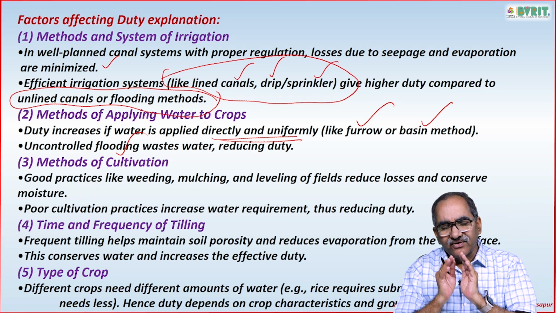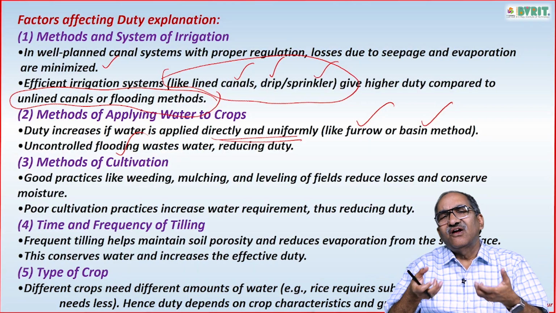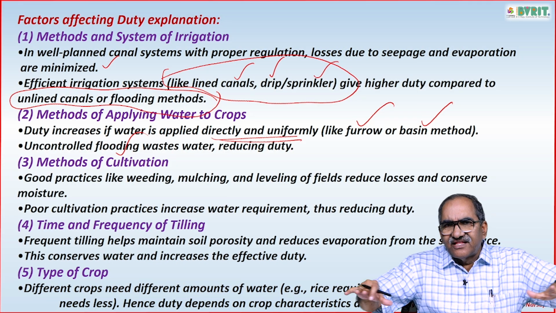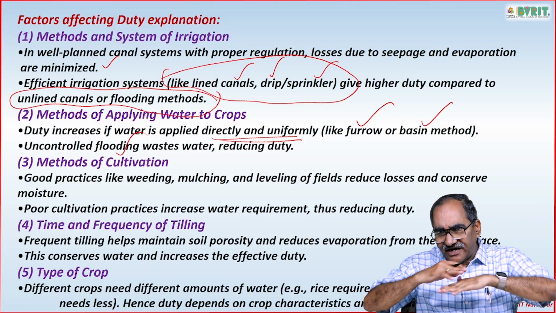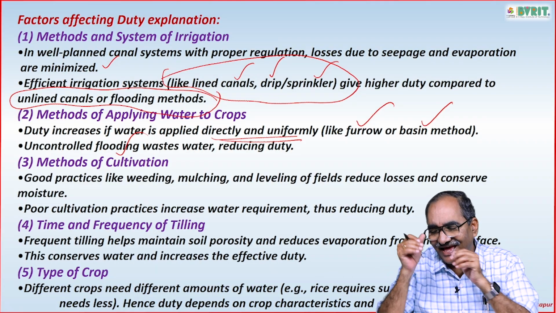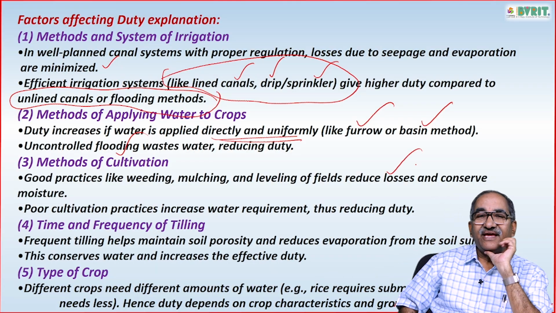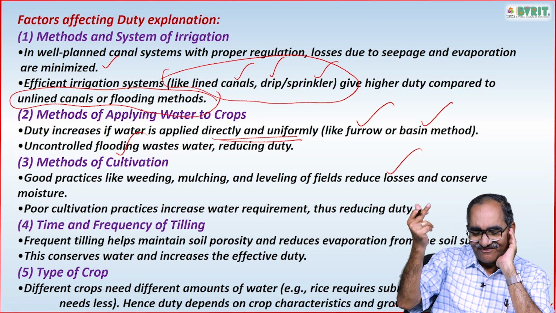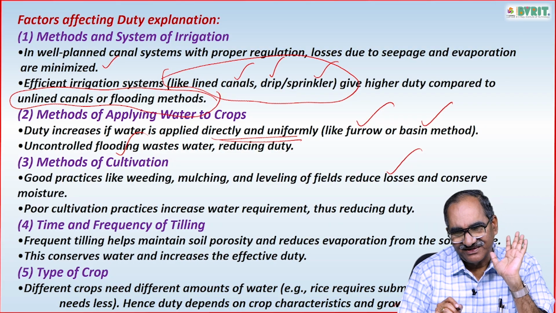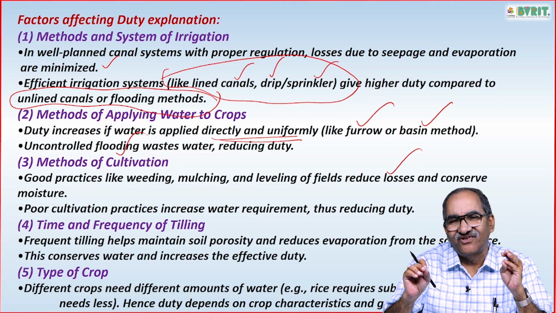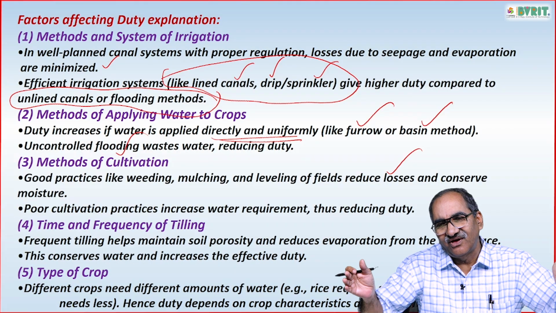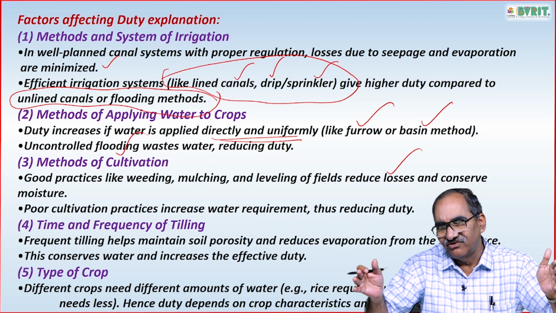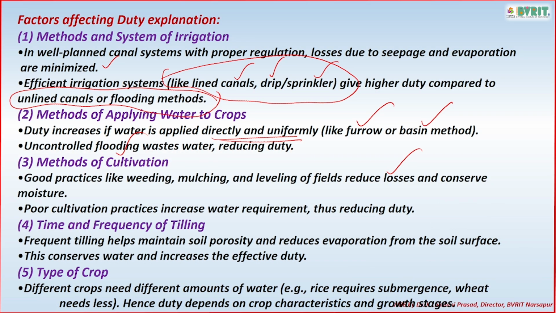Method of cultivation. Suppose you have a good practice of removing all the weeds and mulching the land, actually covering the land, and leveling of the field. All this reduces losses, thereby conserving the soil moisture. Naturally in such a case the duty will be very, very high. With poor cultivation practices, where you are not properly preparing the ground before sowing the crop, naturally duty is reduced.